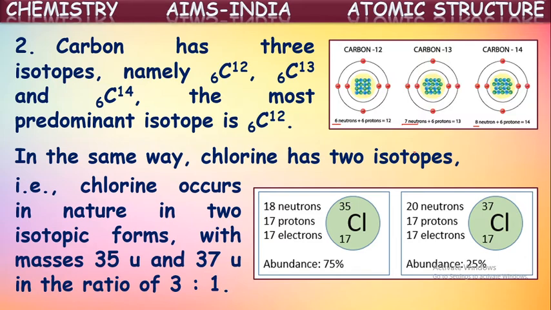So out of these two, chlorine with mass number 35 is available in the larger quantity. Around 75% is with mass number 35. The remaining 25% of chlorine available in nature is with mass number 37. So here also this difference in mass number is due to the difference in the number of neutrons in the nucleus. See, the number of protons is the same, the number of electrons is also the same, only the number of neutrons differs, so they get different mass numbers.